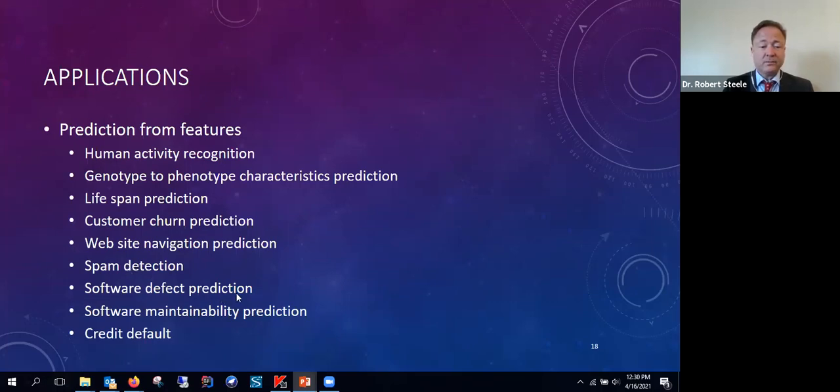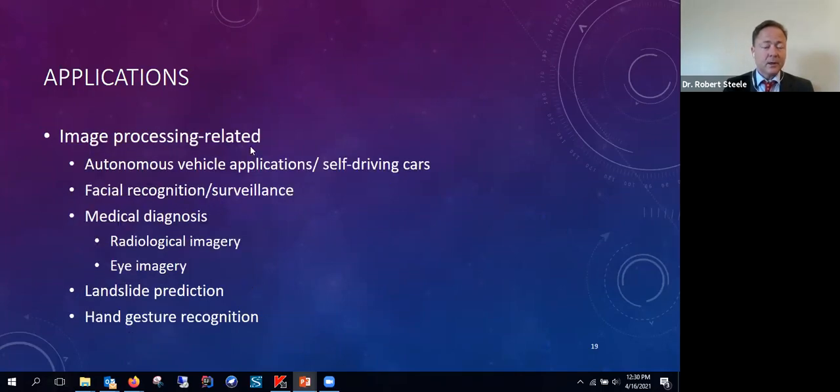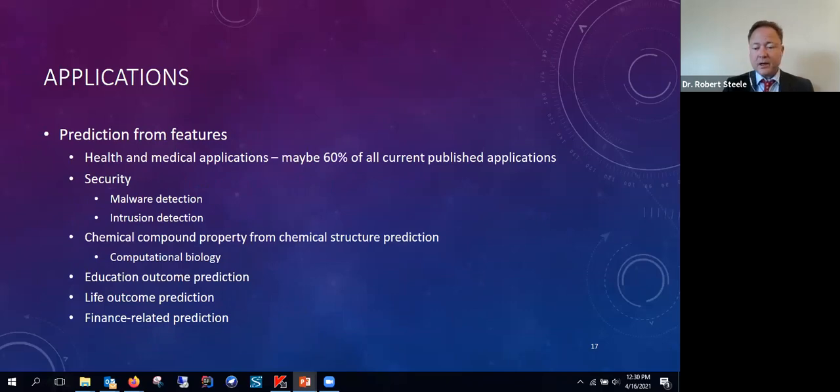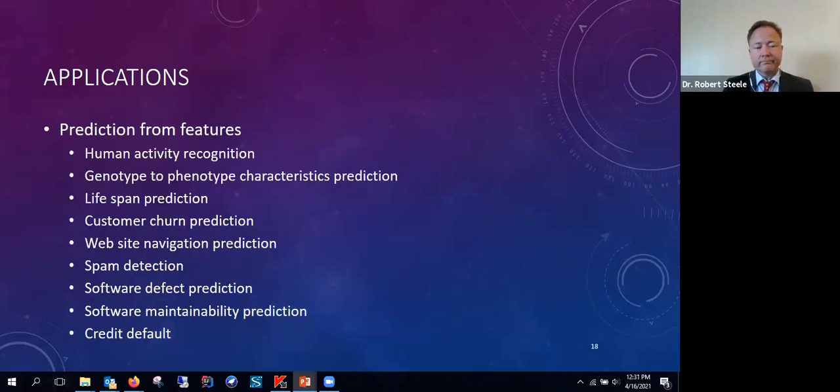Software defect prediction. Okay, this is an interesting question, meaning at the time that you've written the code, the software, the ability to predict whether it will demonstrate some defect at a later time. This is supported by certain types of data sets available. A software maintainability prediction and credit default. Credit default, of course, is another famous application here. So I've started off there with a couple of ranges of applications, which are prediction from more discrete features.